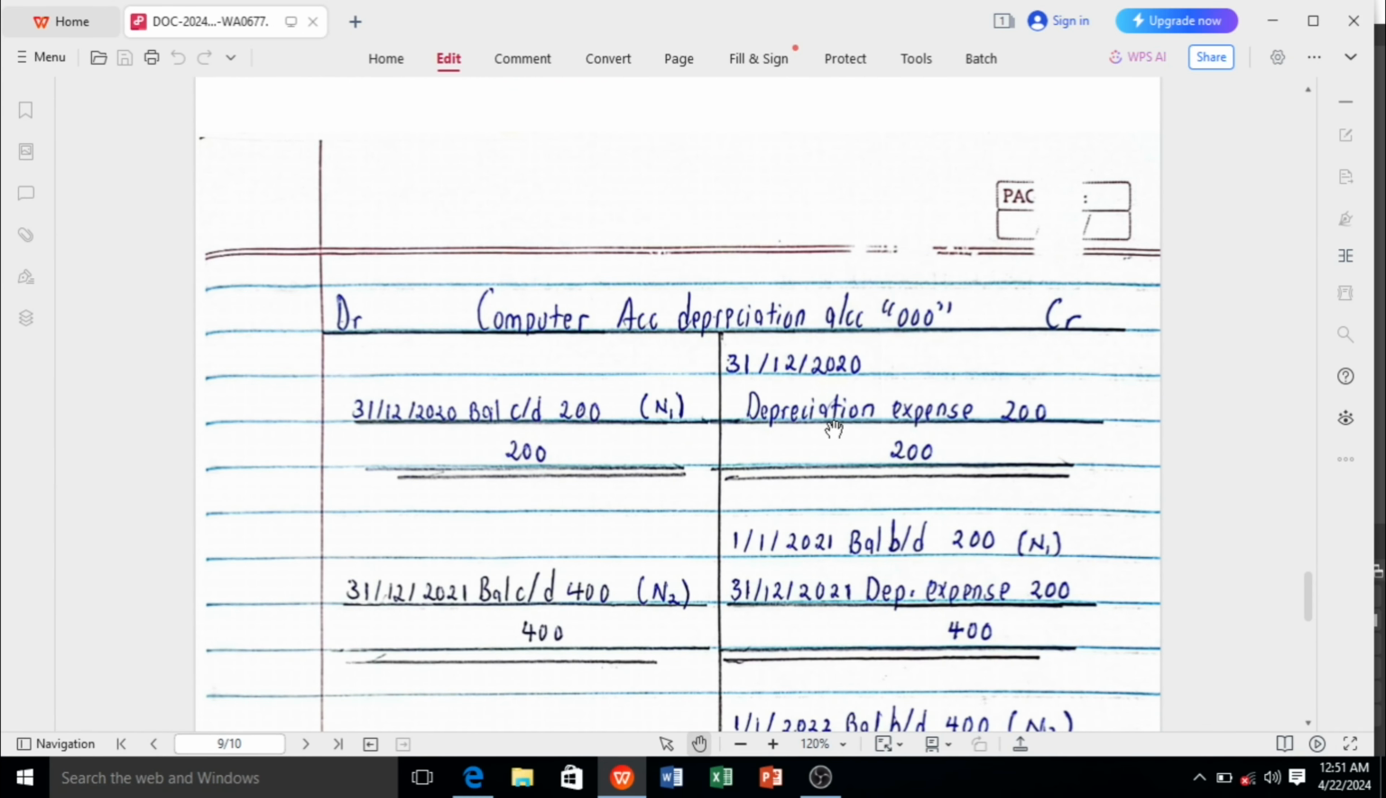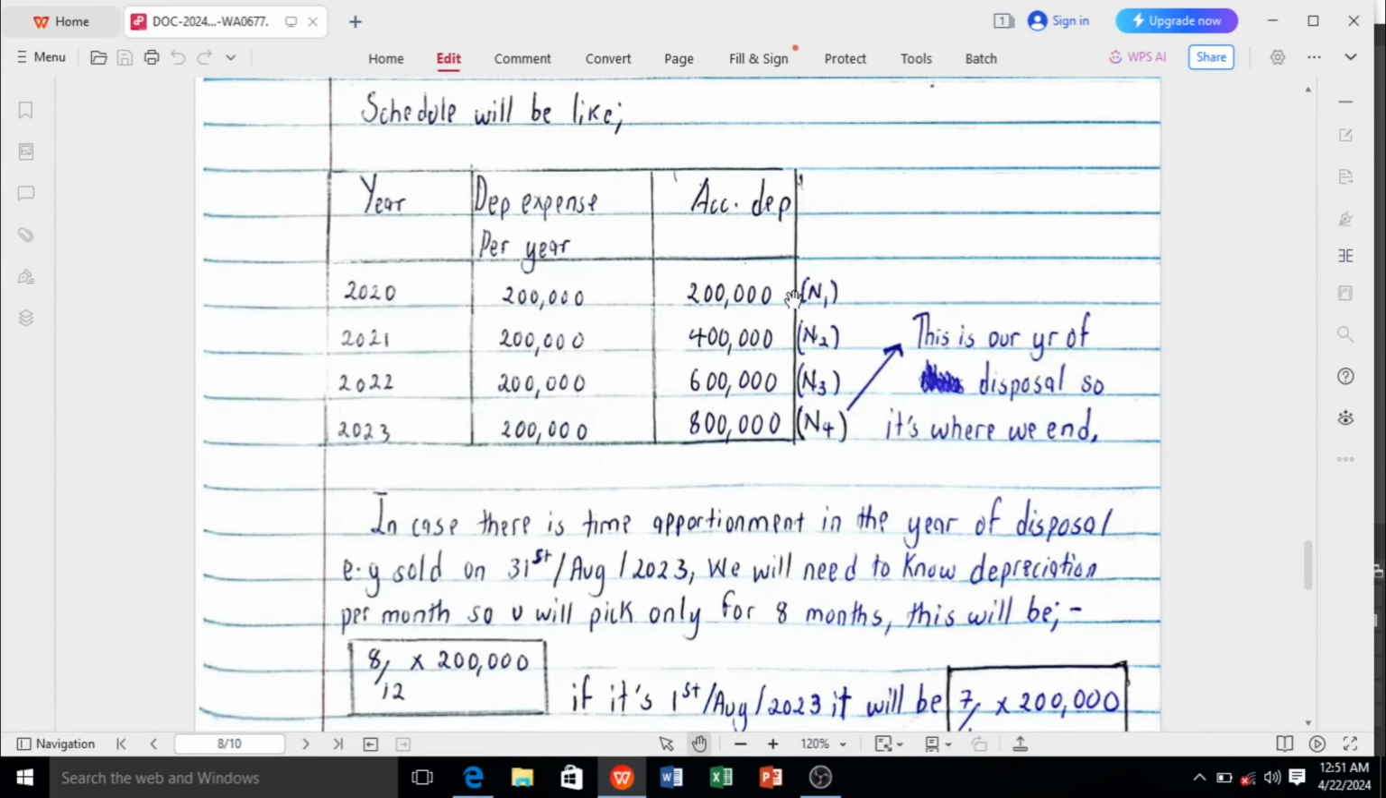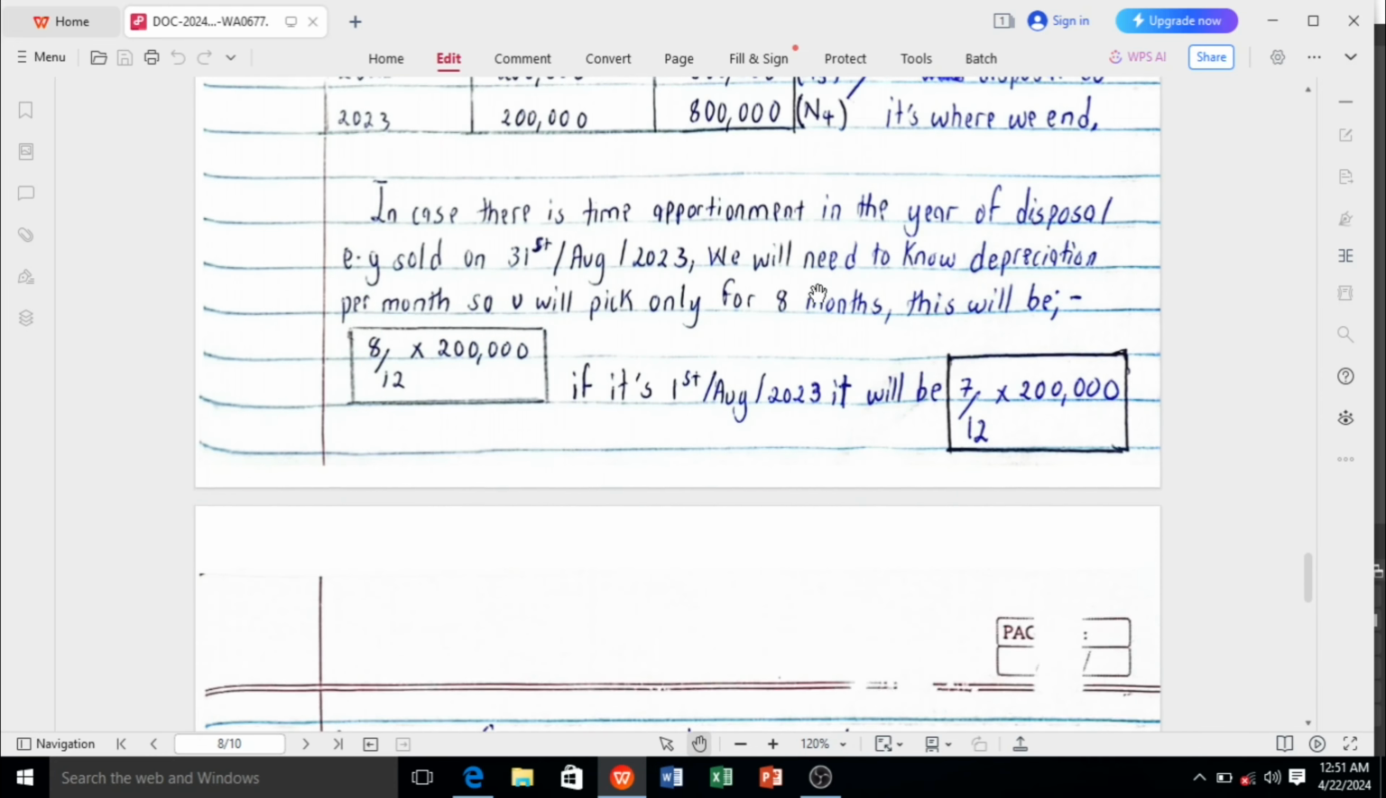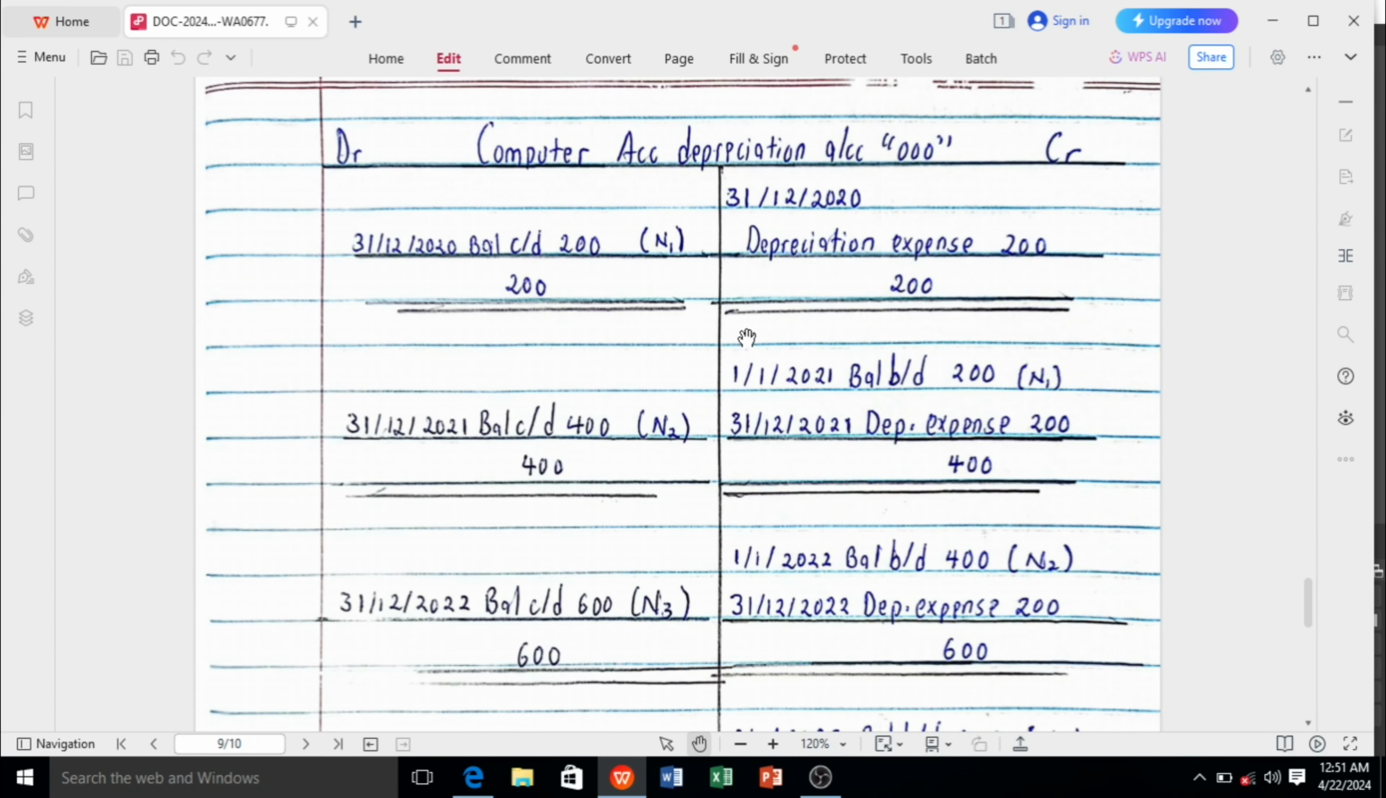So this is what I'm talking about. On 31st December 2020, we are having a depreciation expense of 200, hence on 31st December still we are having our balance carried down, since it's going to be our balancing figure, as 200,000. So this will be my N1. So you can see, you can now compare. Then this is carried to the next year, 2021. So as at 1st January 2021, balance carried down is 200, which is still my N1.